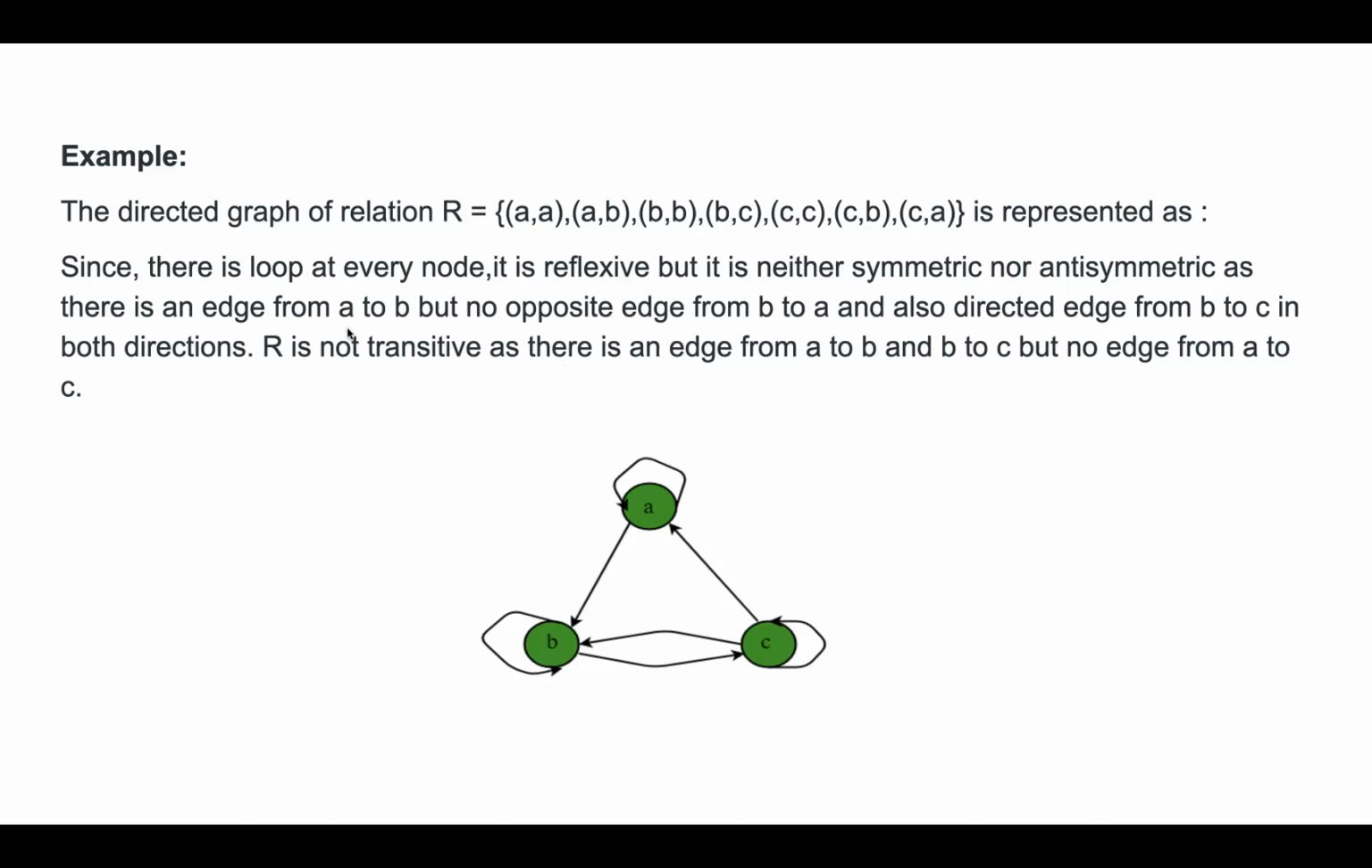Here also, this point also we have seen, there is a loop at every node. This loop is there, A to A, B to B, and C to C. Then it is reflexive. It is not symmetric, as there is a single edge from A to B. From A to B, it is there. But here, reflexivity is there, but transitivity is not there. And what about symmetricity?